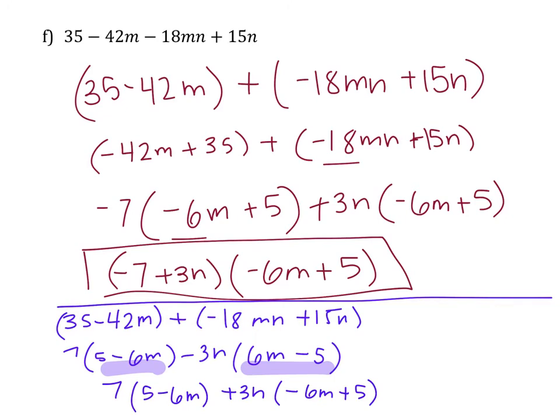From there, 5 minus 6m and negative 6m plus 5, those are the same. So what I can actually do from there is 7 plus 3n times 5 minus 6m. Doesn't matter the order, both fine. So these actually come out to the same thing. And I'm actually seeing a problem in this first one. That should be positive 7. And I'll just erase that. It should be positive. But your answers turn out the same in the end. Just be careful of signs.